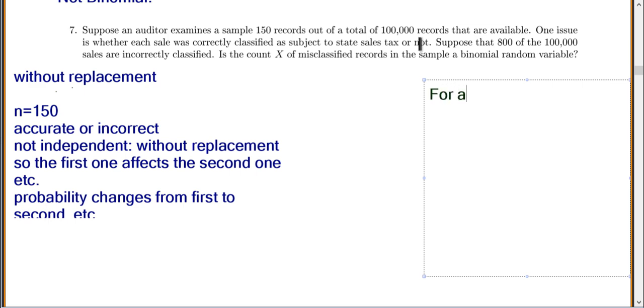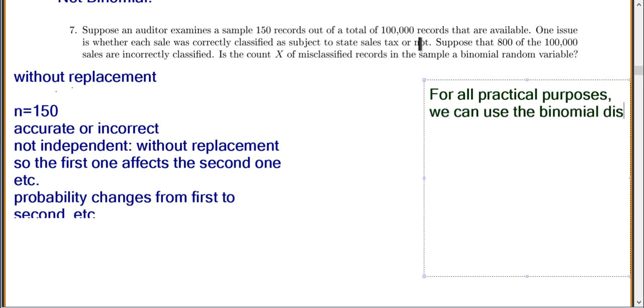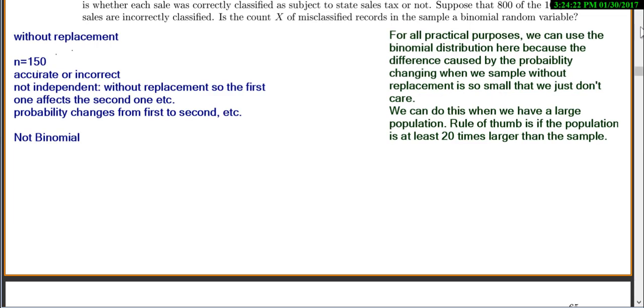So it turns out that for all practical purposes, we can use the binomial distribution here because the difference caused by the probability changing when we sample without replacement is so small that we really just don't care. Now, as a rule of thumb, we can do this when we have a large population. So if our population is at least 20 times larger than our sample, you can go ahead and still use the binomial distribution even if you're sampling without replacement.